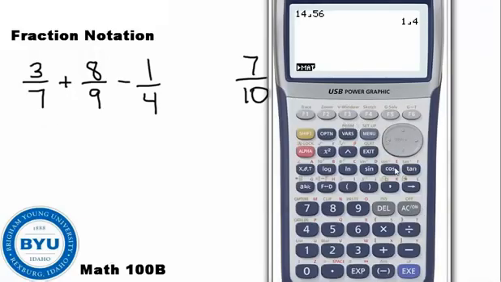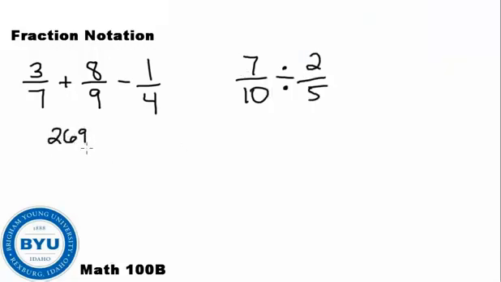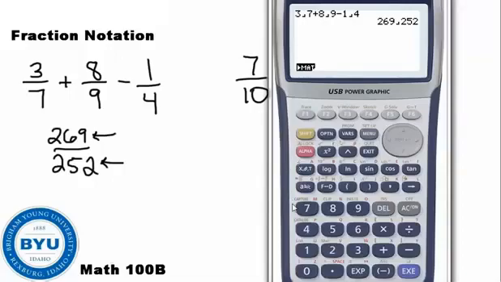Okay, let's take a look here. On this one, I would just simply go 3/7, type it in, plus 8/9, and subtract 1/4. So we just did that operation. We get out a pretty big number there, 269 over 252. This is known as an improper fraction because the number on top is bigger than the number on bottom. If that ever happens, you can find the button on your calculator to convert it to a mixed number if you wish.